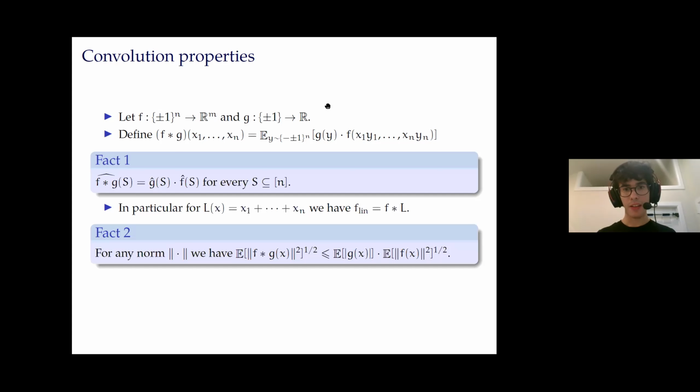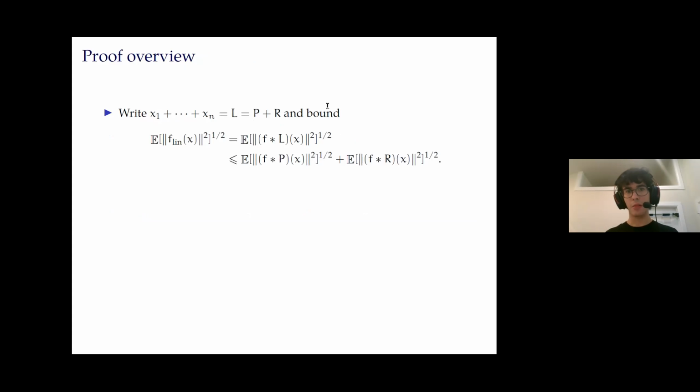So let's look at the high level idea of the proof. The idea is that we're going to write this linear term as a sum of two terms. Yeah, so this is the proof of this fact. The two terms are P, which I denote as a proxy for the linear term, and R, which is sort of like a remainder. And then we can use the triangle inequality for this L2.